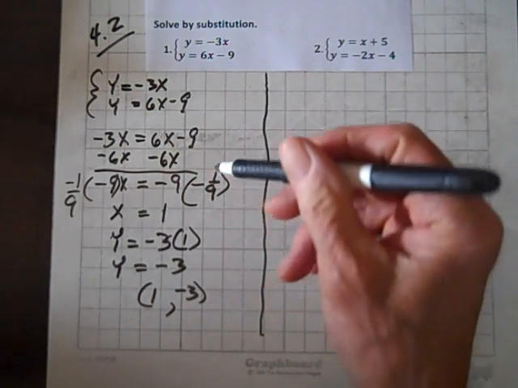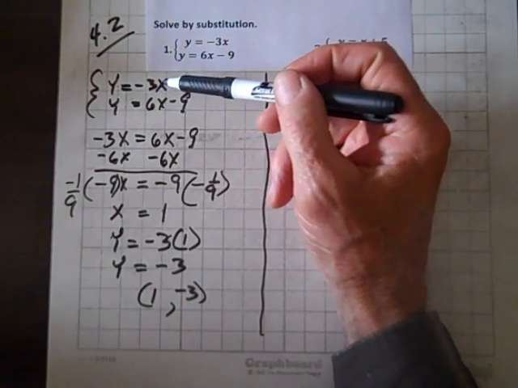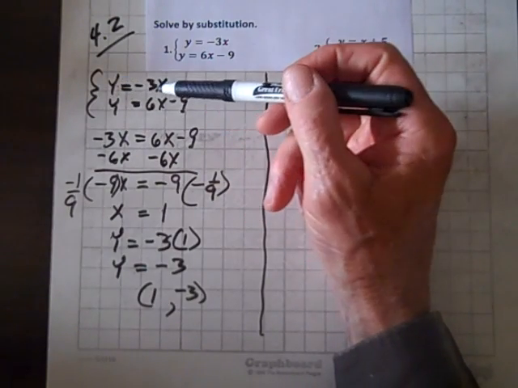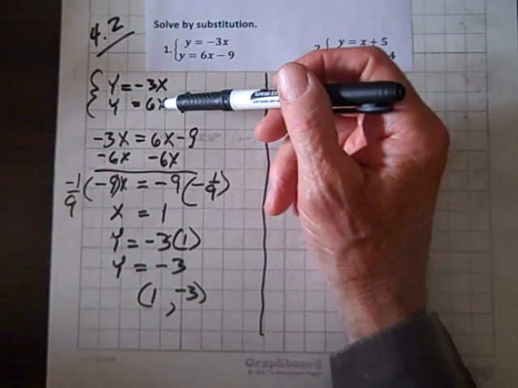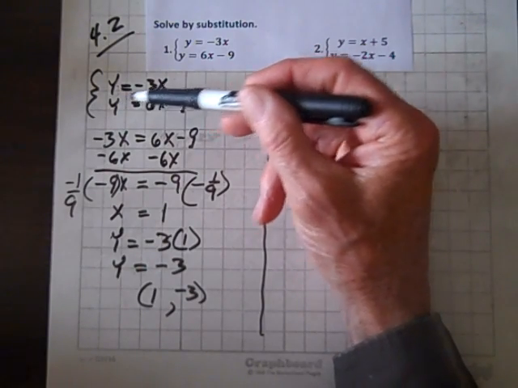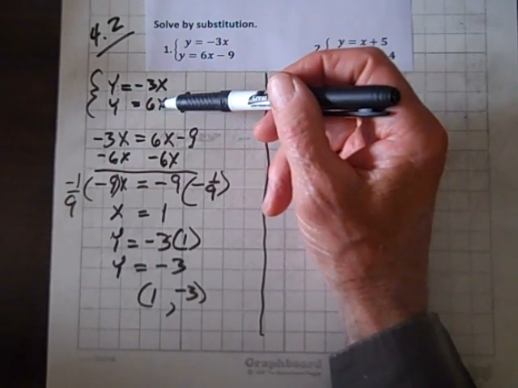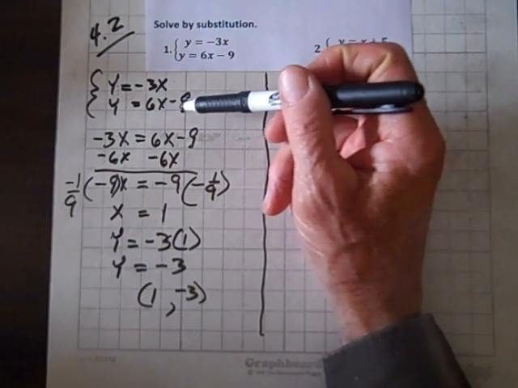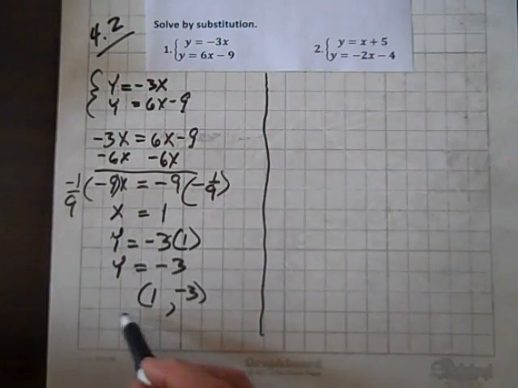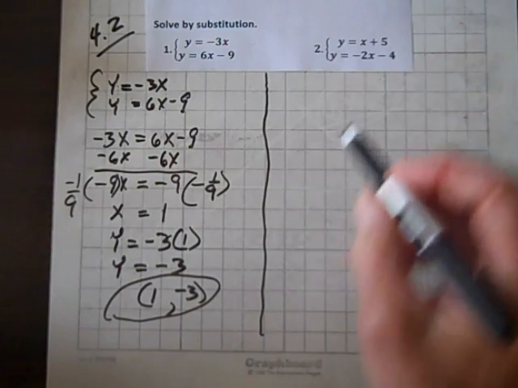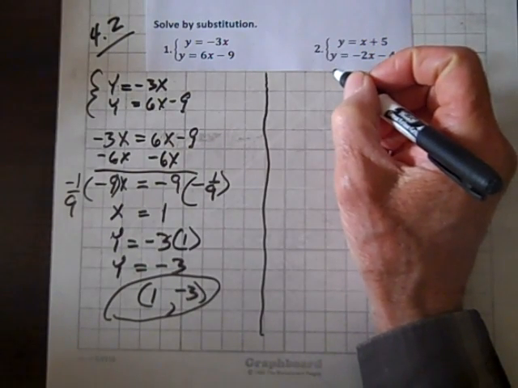But let's check our work. We know if x is 1, y is going to be negative 3. Let's make sure we get a negative 3 here. If x is 1, 6 times 1 is 6, minus 9 is negative 3. Hey, we did it right. Works. Let's do it again.